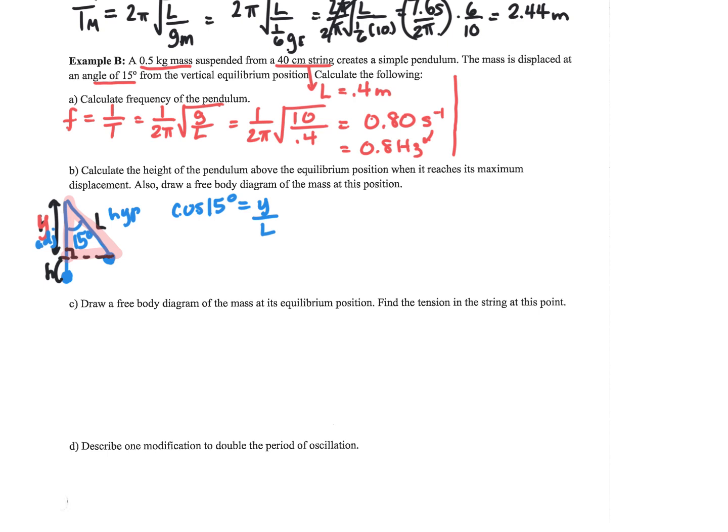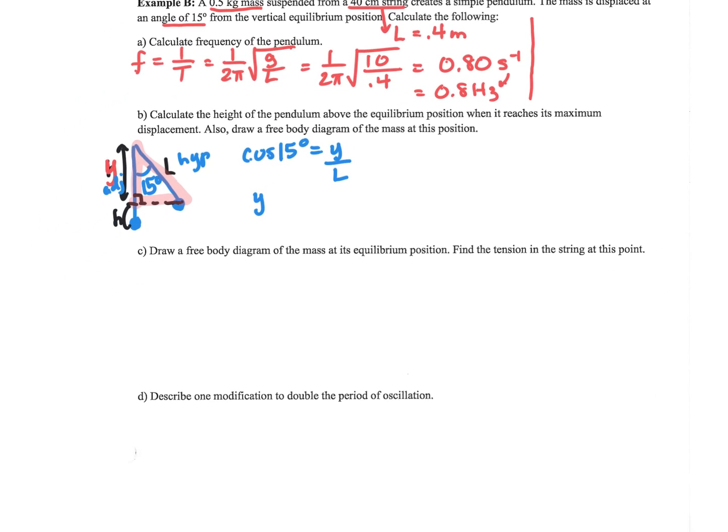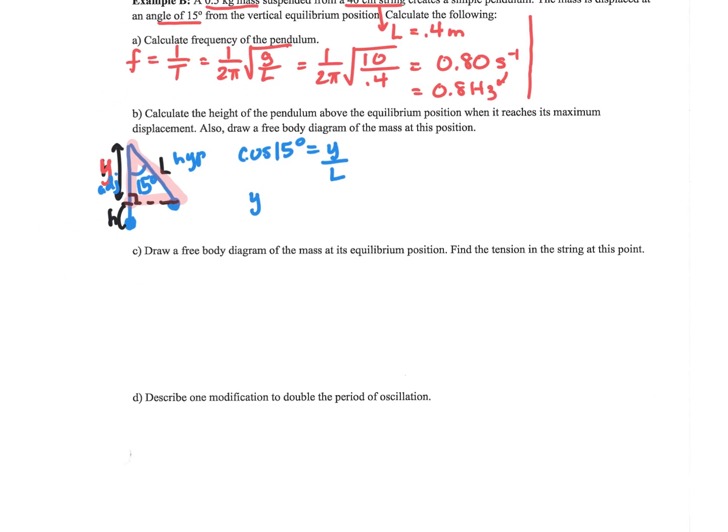Now, here's the cool part. I'm actually going to do this and make you do it with theta instead. Let's work through this because it's the same basic formula every time. Cosine of theta is y over L. So let's cross multiply and we get y equals L cosine theta.